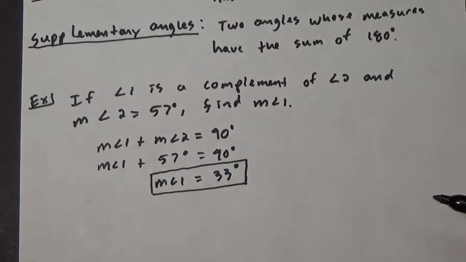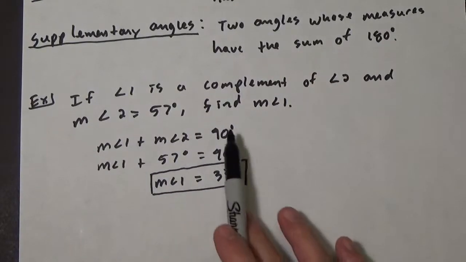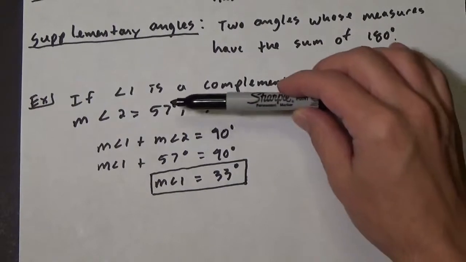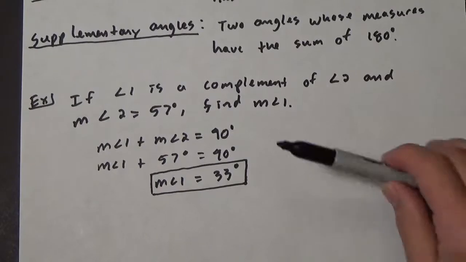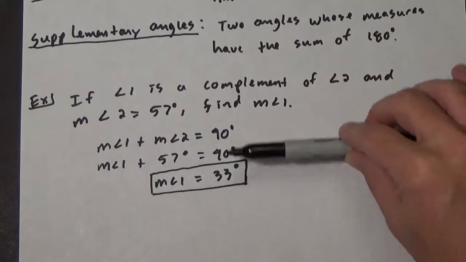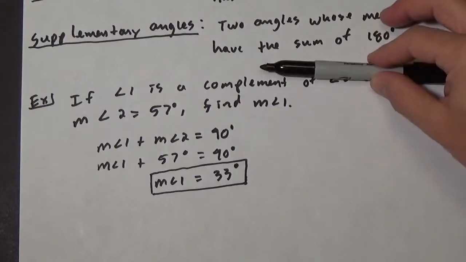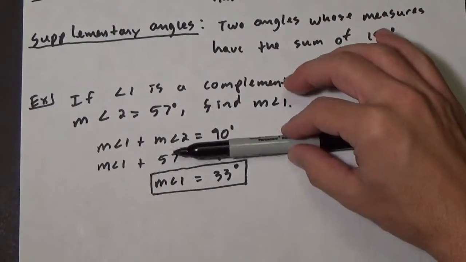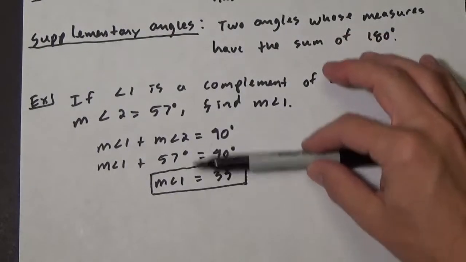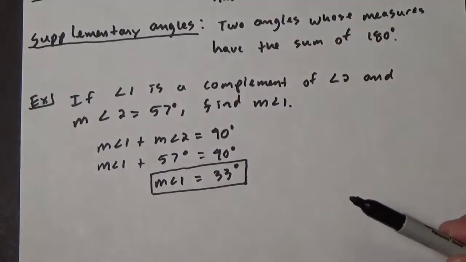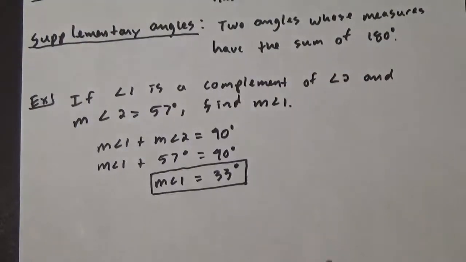All right, now one thing I want you guys to note is how much work I have shown. Some of you probably just went and said, well, it's 33 degrees. Well, don't just write 33 degrees. Actually show the steps. Show that I understand that two angles that add up to 90 degrees are complements. I then substituted in my angle, and then I solved for the other angle. These are things that I look for, for example, in homework and on tests, as far as showing work.